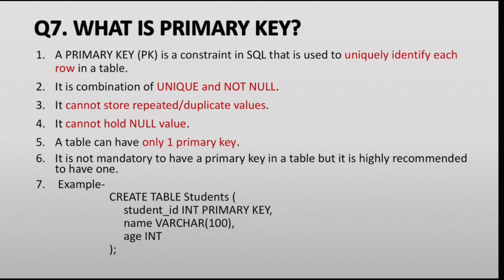The next interview question is, what is a primary key? A primary key is a constraint in SQL that is used to uniquely identify each record or a row in a table. It is a combination of unique and not null. It cannot store repeated or duplicate values. It cannot hold null values. A table can have only one primary key. It is not mandatory to have a primary key in a table, but it is highly recommended to have one. You can also give an example as shown in the video.